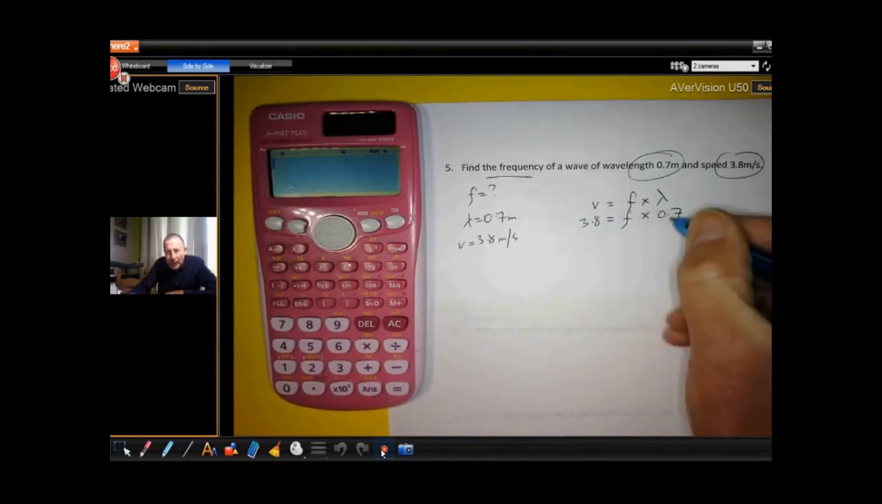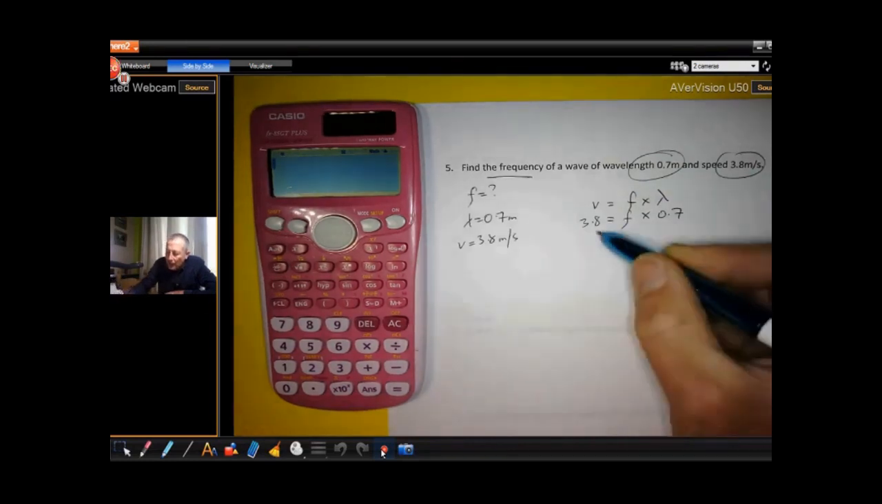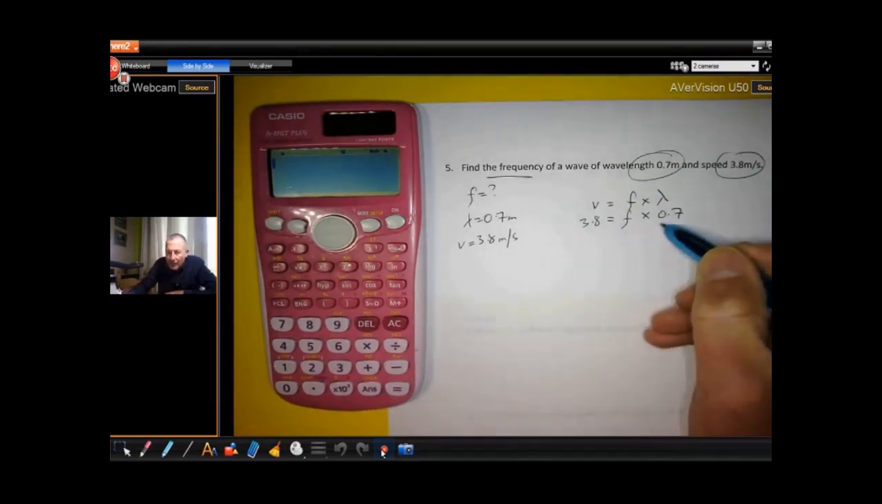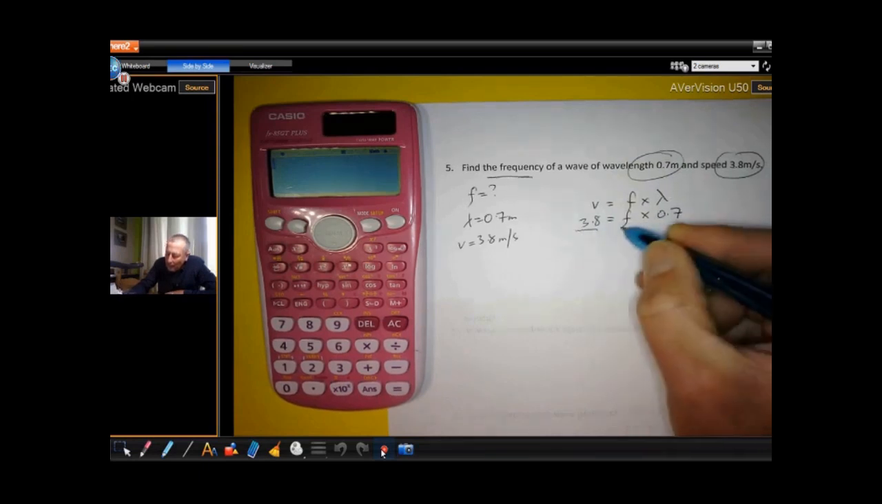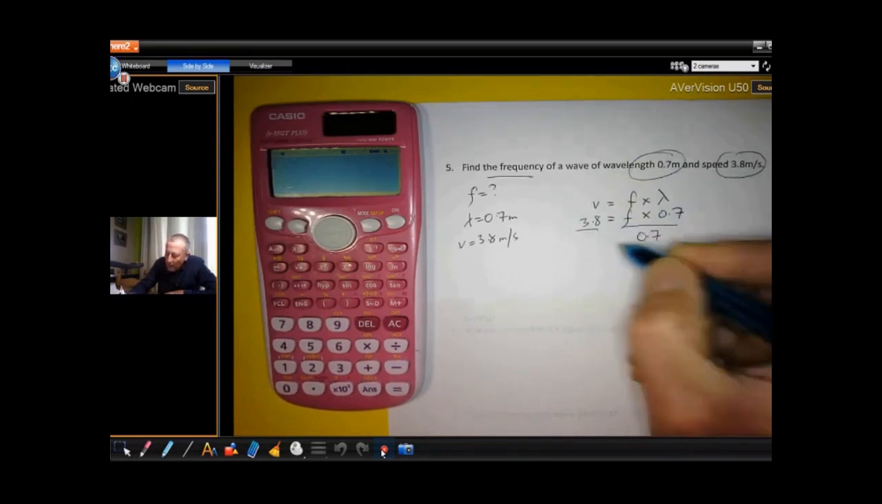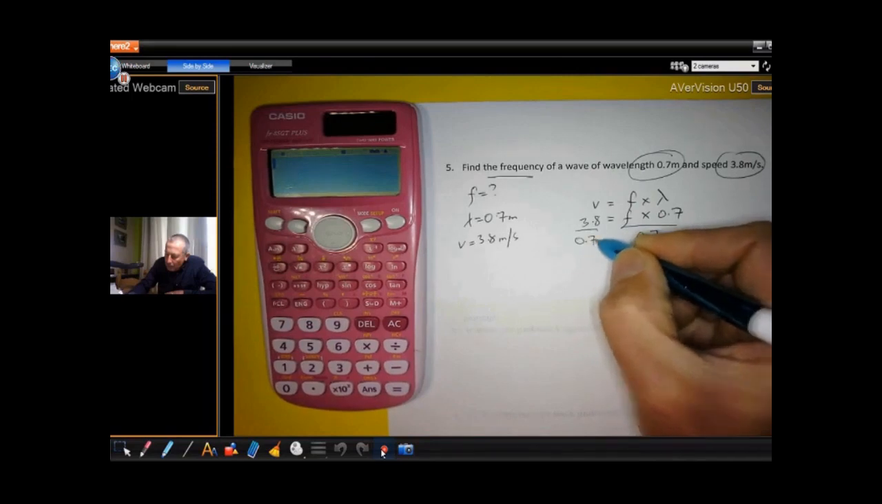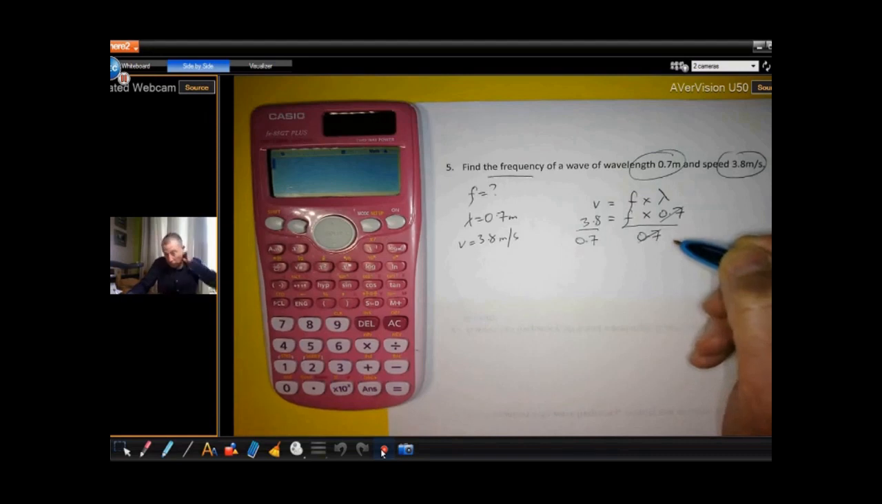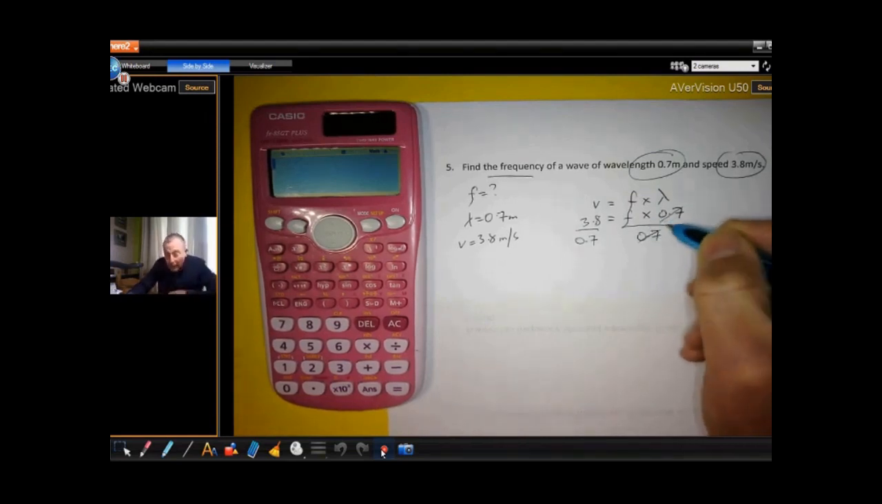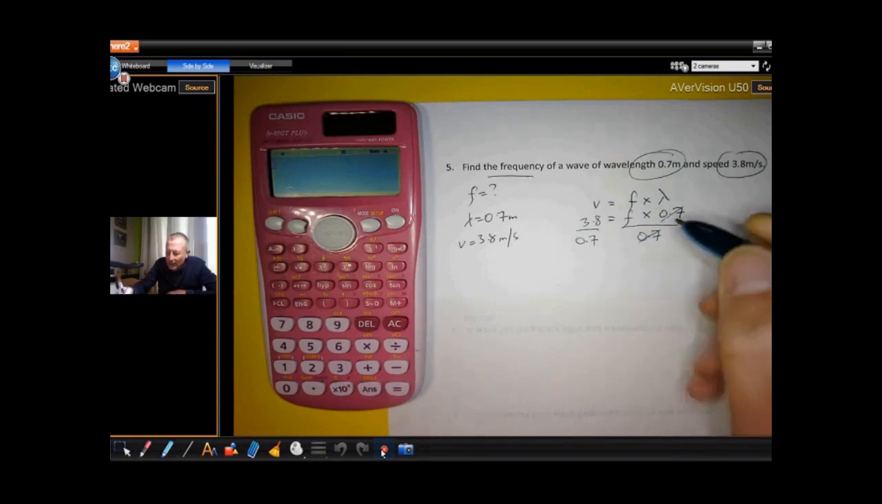So you get 1 mark for that substitution in, even if you make a bit of a mistake coming up. So make sure you do it that way. Formula, substitute what you know in underneath. So 3.8 equals the frequency times 0.7. So if we then divide both sides by 0.7, 0.7 divided by 0.7 is 1. So the frequency times 1, which is just the frequency, is 3.8 divided by 0.7.